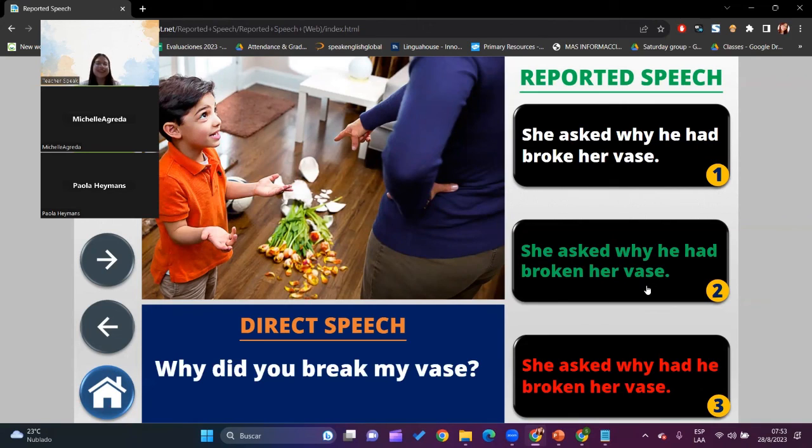Exactly. So in the first one, the mistake was the letter N is missing, right? Broken, yeah. And in number three, the problem is the position. "Why had he," no, right? "Why he had broke her." Yes, it was number two. But that was two, it was okay.